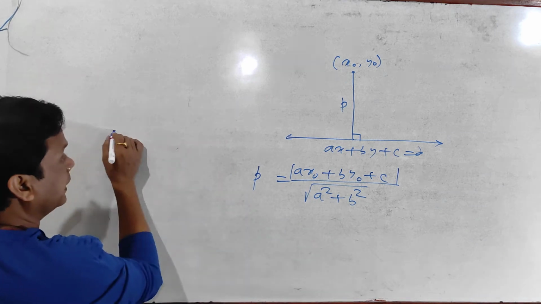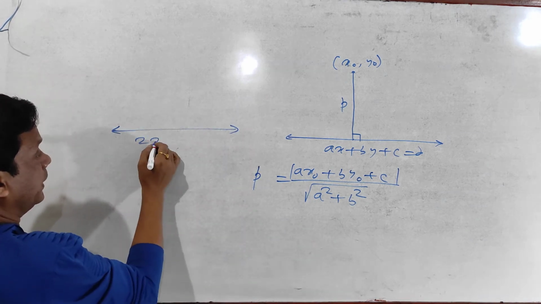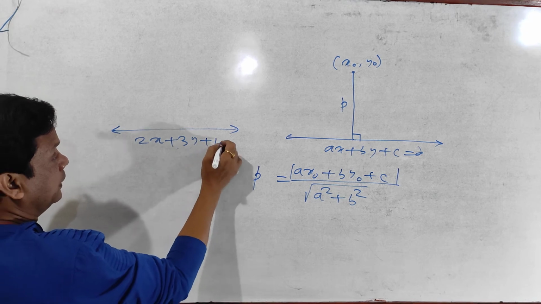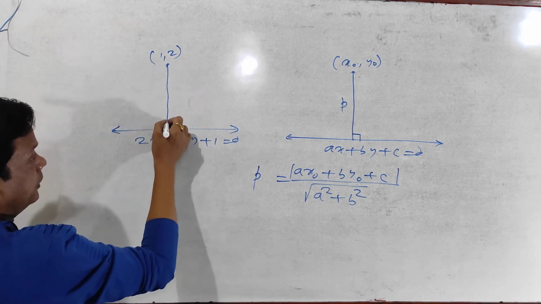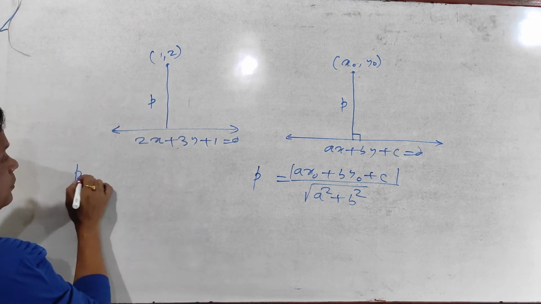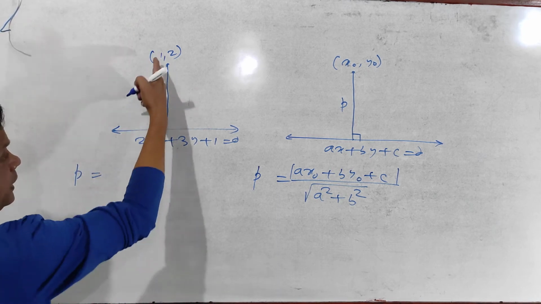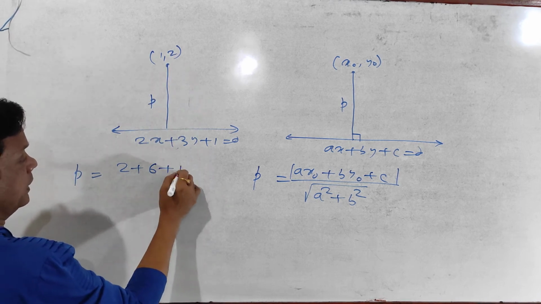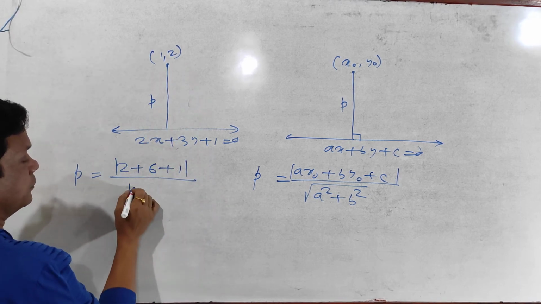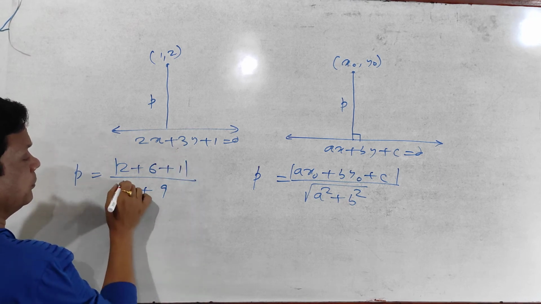Okay, see an example. 2x plus 3y plus 1 equals 0 and the point is (1, 2). So what is the length of the perpendicular? Here p is equal to, put x equal to 1, so 2 times 1 is 2, plus 3 times 2 is 6, plus 1. Take the modulus, divided by the square root of 2 square, which is 4, plus 3 square, which is 9. Simplify this and you get the answer.